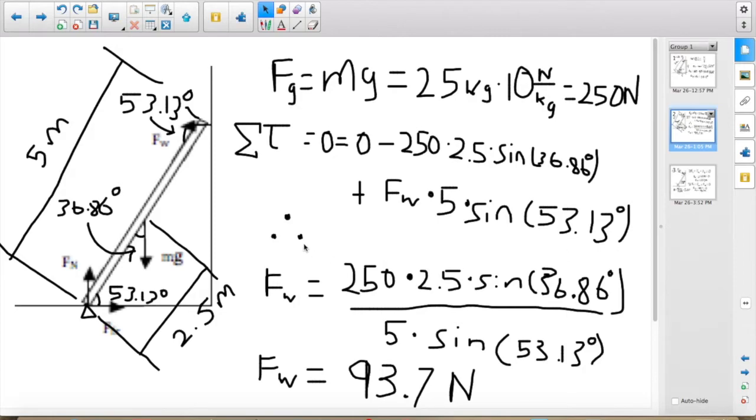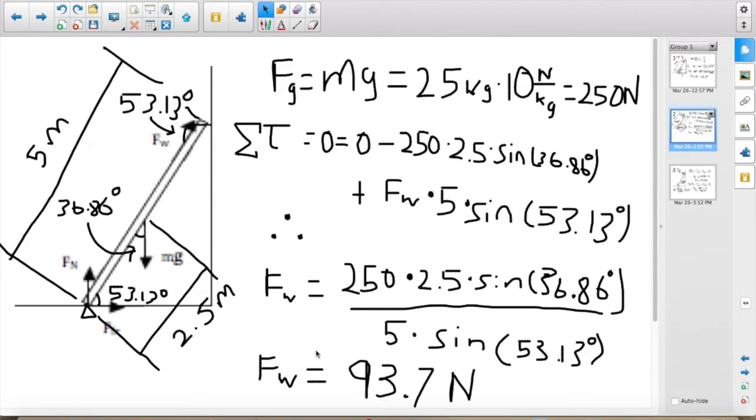All right, this little symbol before, if you haven't seen it, just means therefore. So therefore, I can rearrange that equation to solve for the force from the wall, which would be the force of gravity, 250 newtons, times 2.5 meters, times the sine of 36.86 degrees, and divide that by 5 meters times the sine of 53.13 degrees. Plug that into your calculator, you should get a force from the wall that is 93.7 newtons.